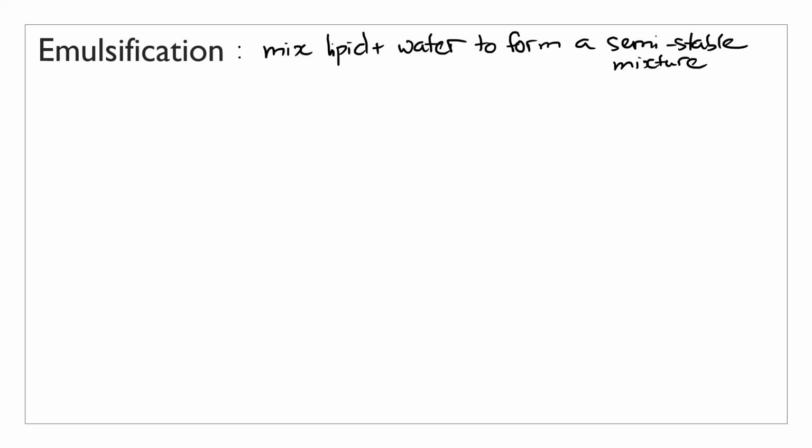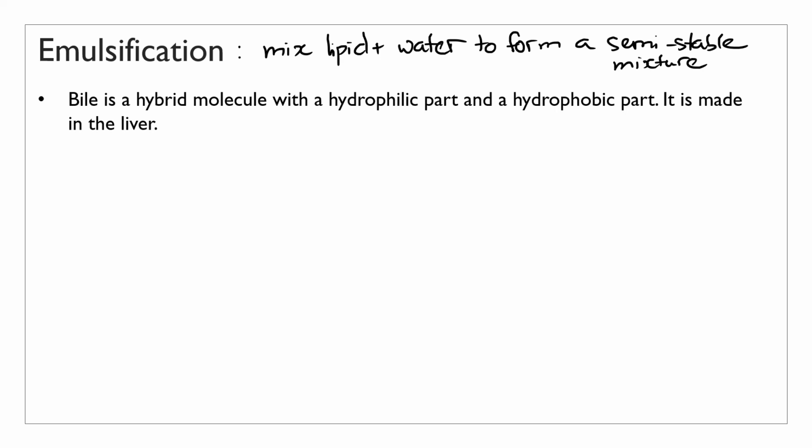then you get a semi-stable mixture. An example of emulsification, if anyone has ever made mayonnaise at home, that's emulsification. So you mix anything water-based with oil, that's emulsification. Now, for every emulsification process, you really do need an agent that can help bind the lipid and the water together.